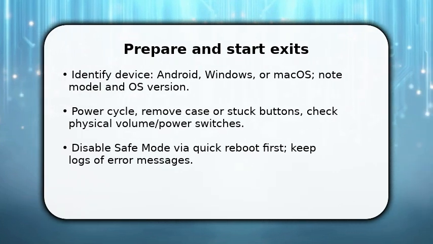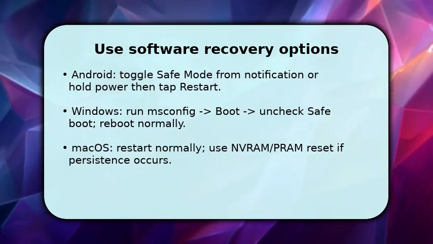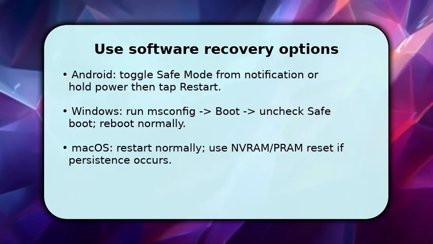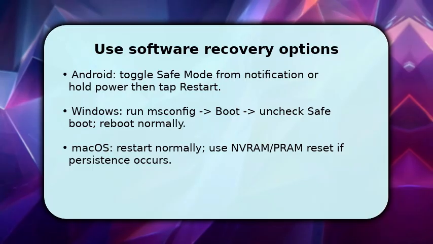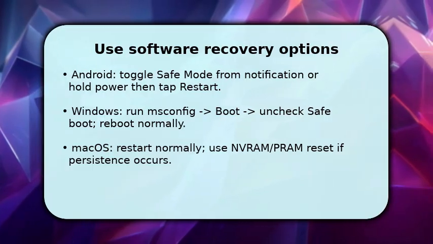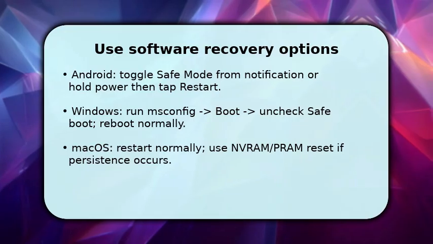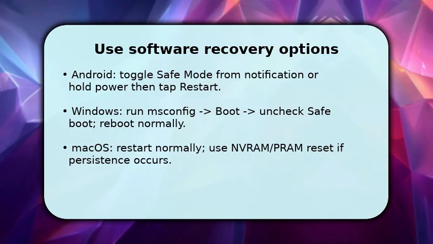Now address software controls. On Android, pull down notifications and tap Safe Mode to disable if available, or hold power and choose Restart. On some models, press and hold Restart to exit. For Windows, open msconfig, go to Boot, uncheck Safe Boot, apply and restart. This clears boot flags. On macOS, restart and avoid holding Shift. If it still enters safe mode, reset NVRAM/PRAM.